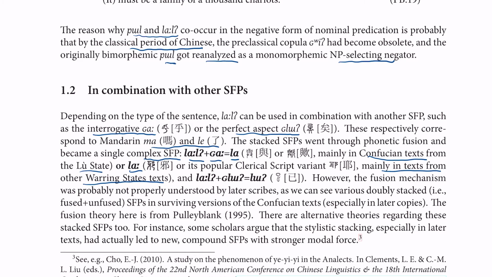As for the fusion of lao and glu, when they are joined, we get lu. So lao plus glu becomes lu. But the fusion mechanism was probably not properly understood in history by later scribes, because we can see various doubly stacked sentence final particles in surviving versions of the Confucian texts. So the fusion theory here is from Pulleyblank's textbook, and of course there are alternative theories regarding these stacked sentence final particles in classical Chinese, but we will leave them aside in this simple beginner's tutorial.